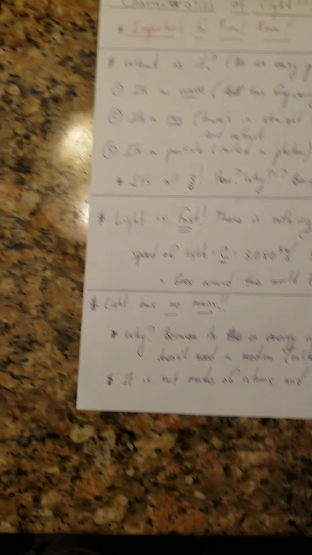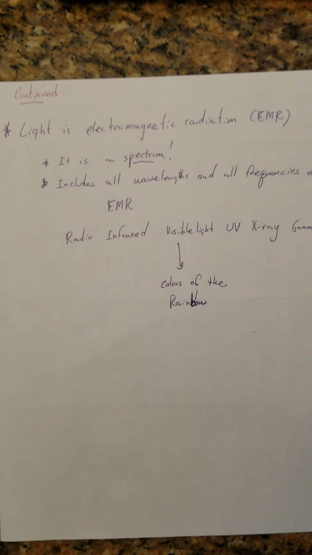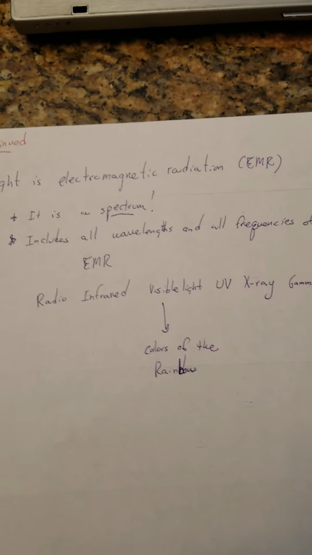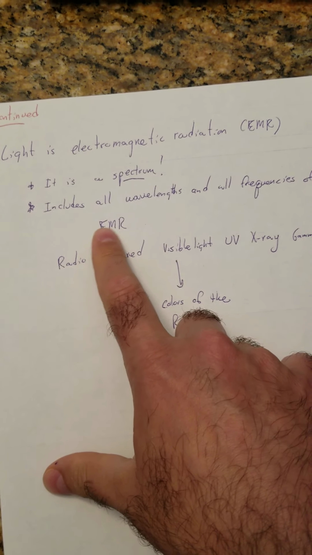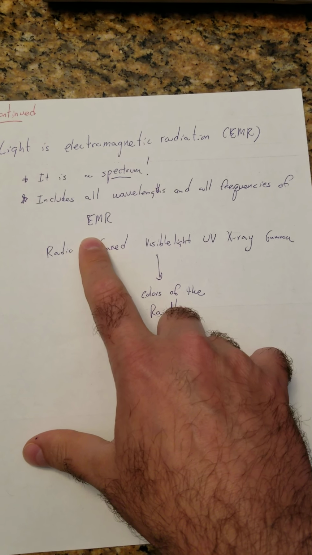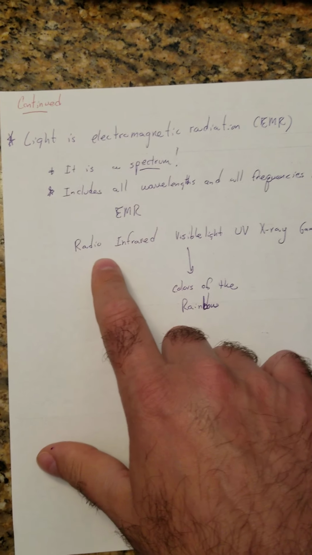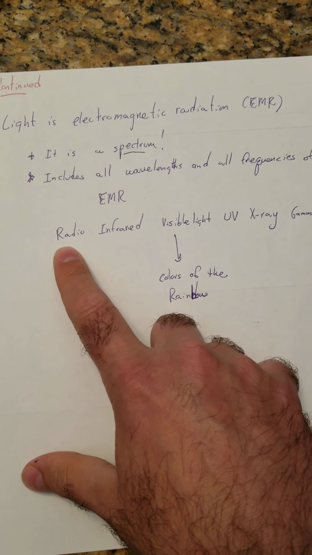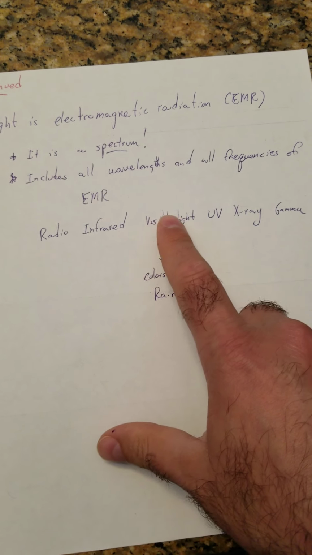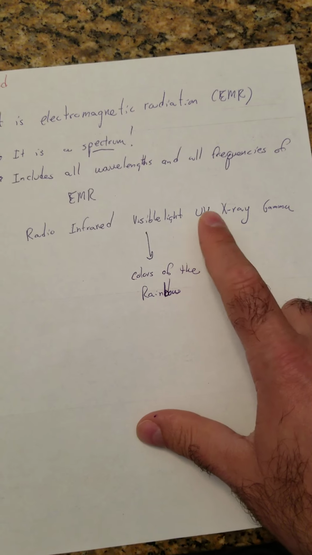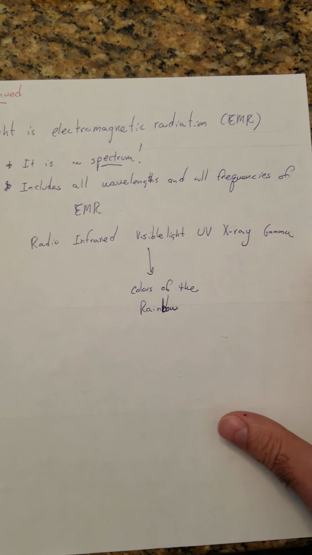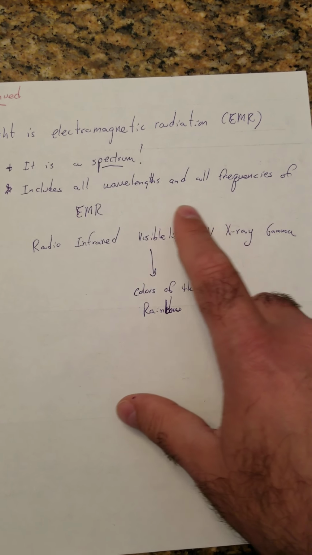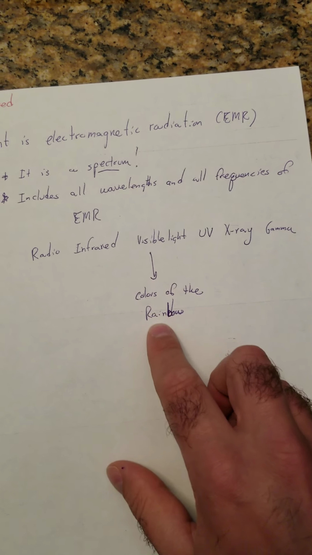Next, last bit. Light is electromagnetic radiation. It is EMR. Light is a spectrum. It includes all wavelengths and all frequencies of electromagnetic radiation. So that means that light is lumped in with all of this: radio, infrared, visible light, ultraviolet UV, X-ray, and gamma. All of these are light, just of different frequencies and wavelengths.